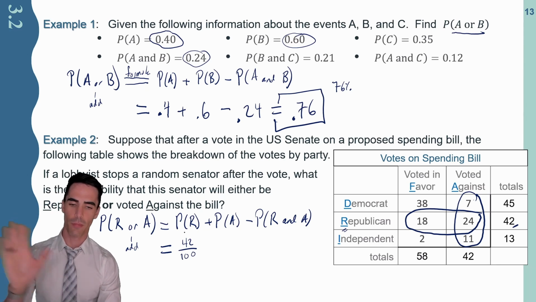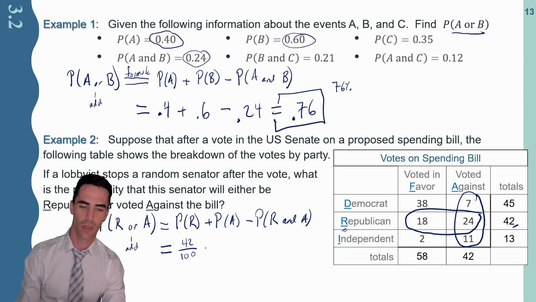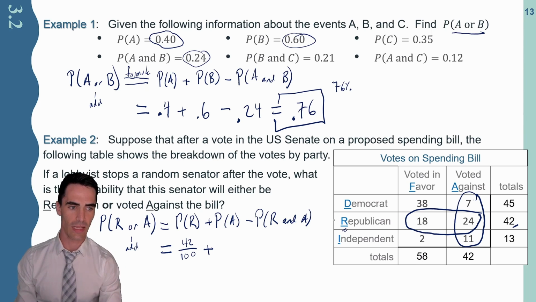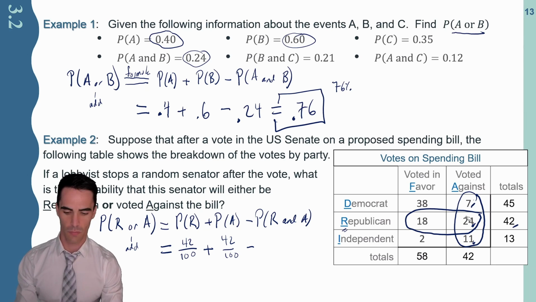Again, to recall, probability is always the number that we want up top divided by our space down below, plus those people who voted against. Very coincidentally, 7 plus 24 plus 11 is also 42. So I'll write for against 42 divided by 100, and then minus what is that overlap? That's these individuals over here, these 24 people. So I should write this as 24 divided by 100.